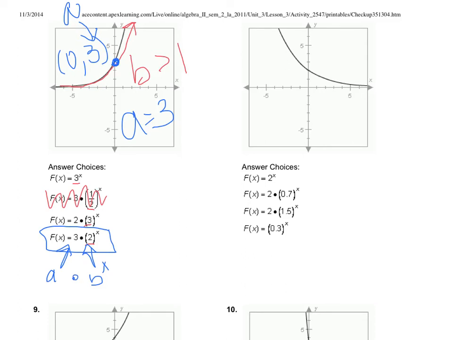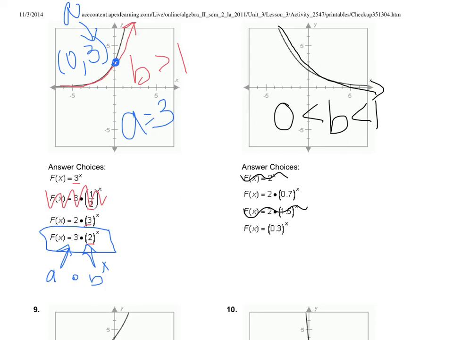So let's look at number 8. We're going to do this one together as well. And this is going to be more of what's on your quiz. So you look at this function, it is a decreasing function. That means that b has to be between 0 and 1. So it can't be 2 to the x, and it cannot be 1.5 to the x.